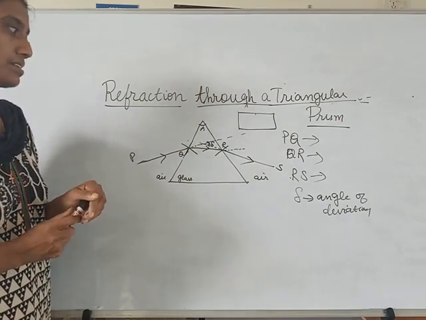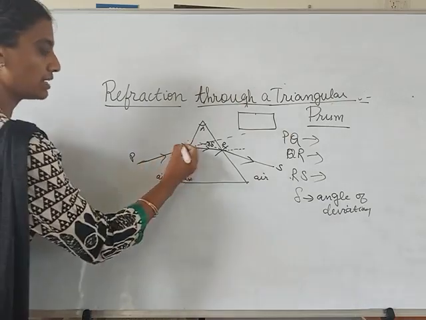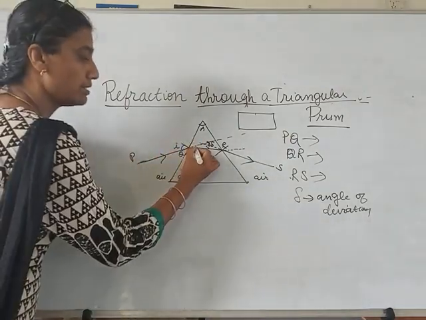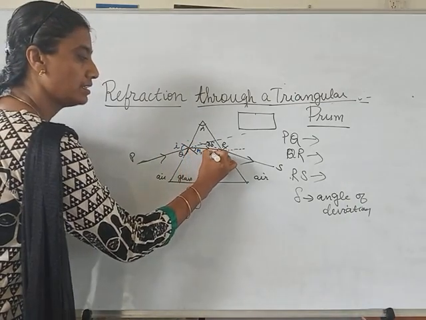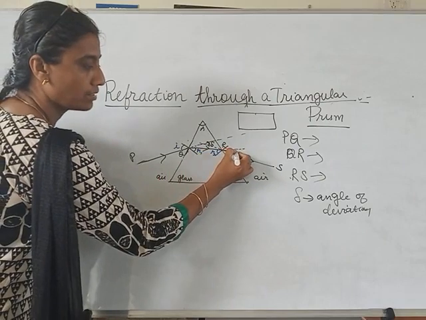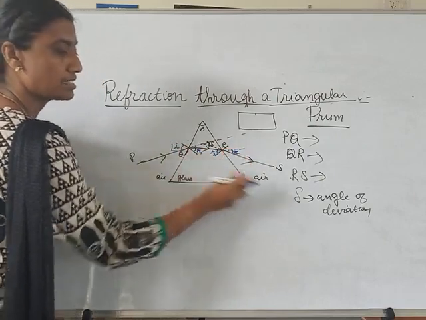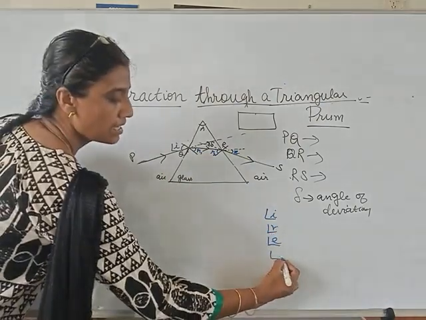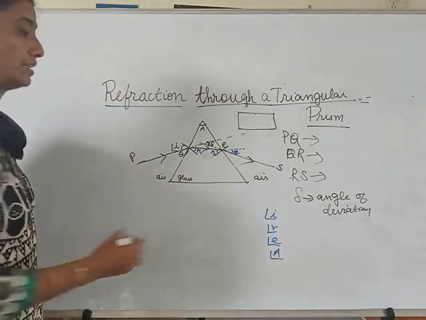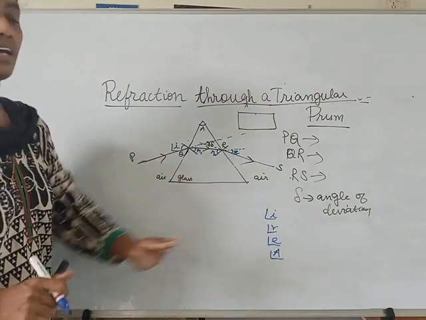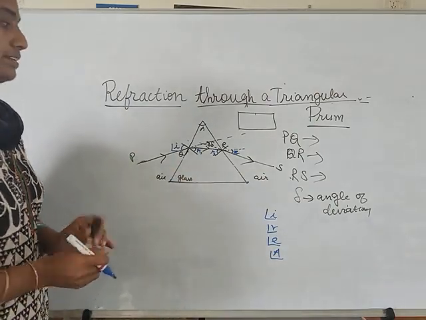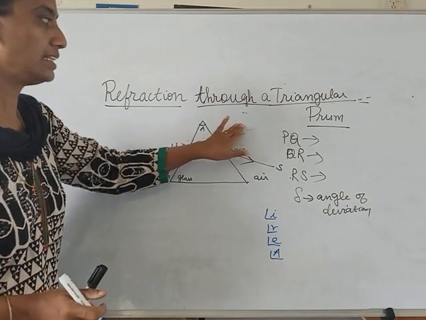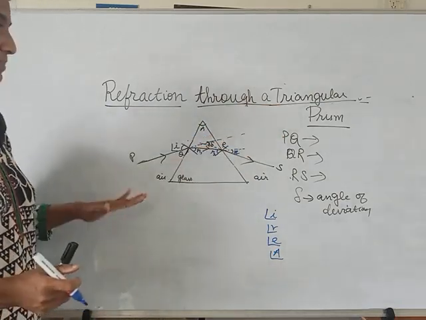Is it clear, children? So this is how the diagram looks, and please mark the angles. This will be angle of incidence, this will be angle of refraction. You can take R1, this is R2, and this is angle of emergence. Please write it: angle I is angle of incidence, angle R is angle of refraction, angle E is angle of emergence, angle A is angle of prism, and del is the angle of deviation. There are 5 angles. Make sure you draw this diagram neatly in your notebook using scale and pencil. Is it clear, children?